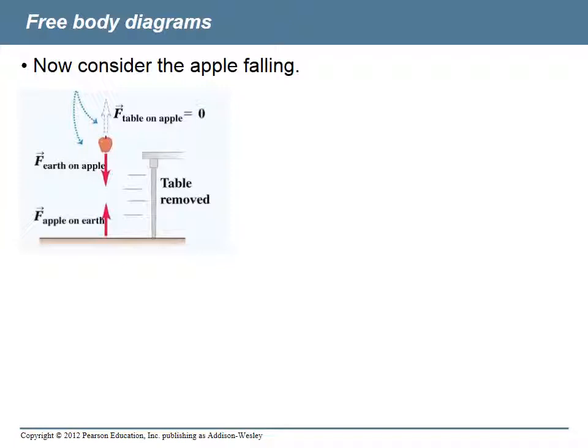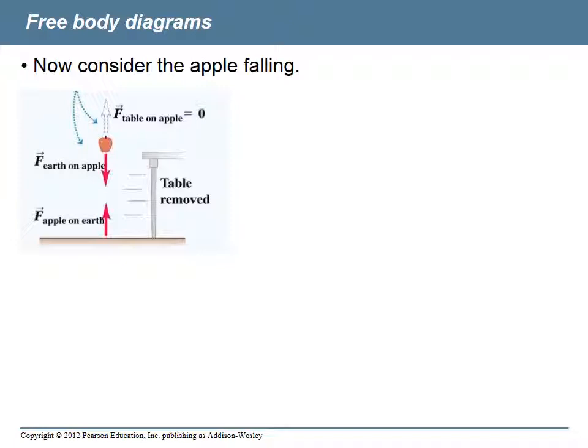So let's say we have, this was part D before, we remove the table. We have the force of the apple on the earth, the force of the earth on the apple, and there is no more force of the table on the apple. It's equal to 0 now, right? So the free body diagram, what are the forces acting on this thing? What are the forces acting on the apple? We're going to free body diagram the apple.